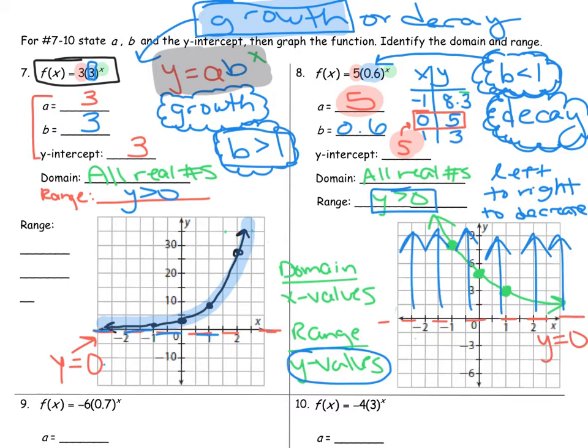Now to talk about this being a growth or decay, as I said, I predicted that because my b value is less than 1, I expected this to decay, meaning it would decrease as I go from left to right, which it does. I decrease as I go from left to right. Okay, so huge pieces here, and I'll reiterate them again.